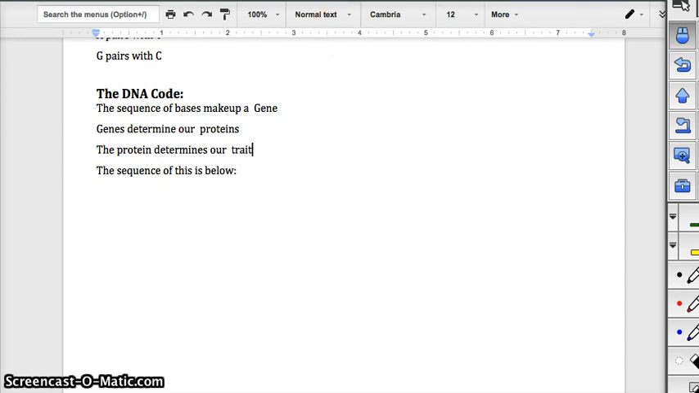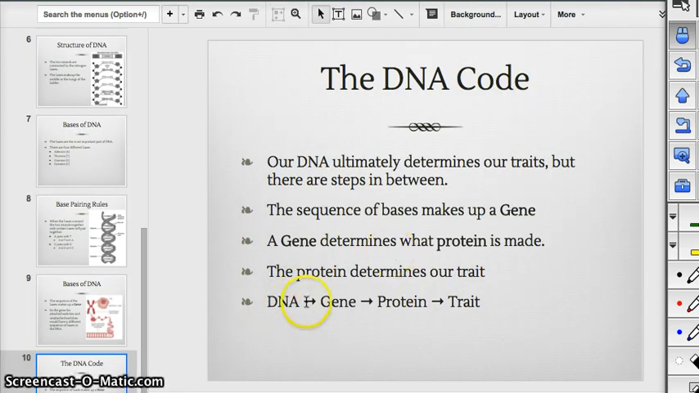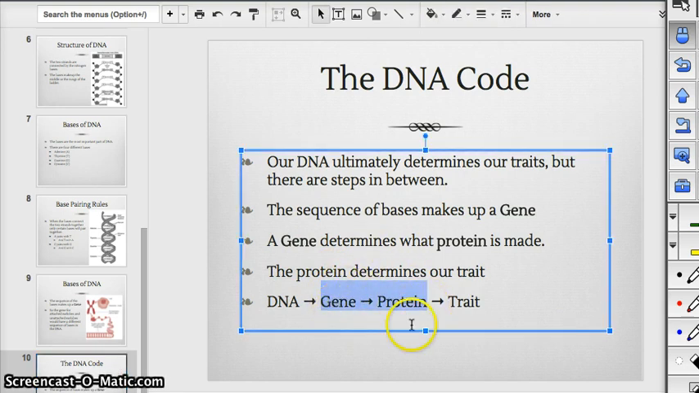So down here I just want you to put this part: DNA, arrow, gene, arrow, protein, trait, because that's the order. The sequence of DNA determines a gene. The gene determines a protein, and this is the part that we're going to focus on in this unit, how a gene is transferred into a protein, and then the protein, the trait. So we're going to talk about more of the traits in the next unit.